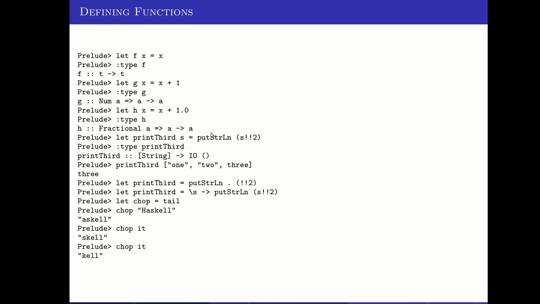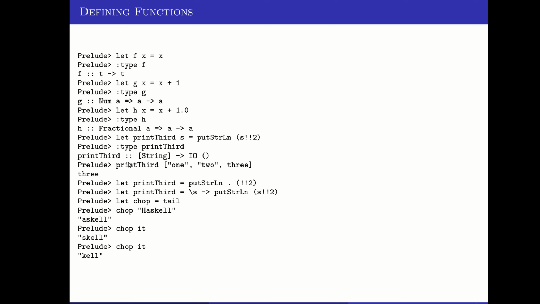Here's a function called print third that takes something and prints out on a new line, or on its own line, the third element, the one at index 2 rather than indexes 0 or 1, from s. So Haskell will infer for this function that it takes a list of strings and that it results in IO, because that's what the put string line results in.